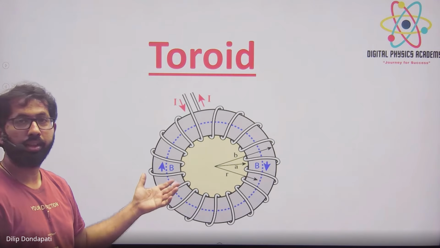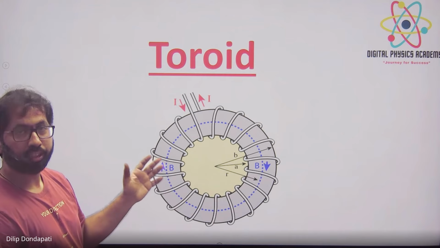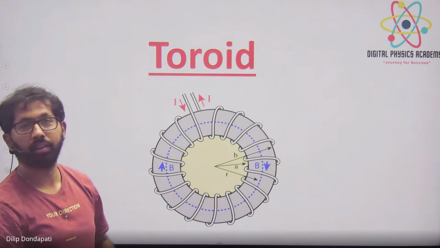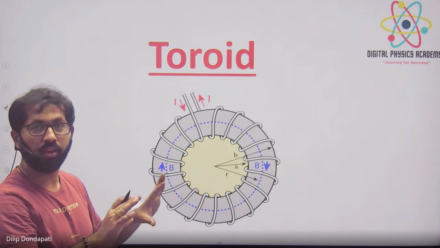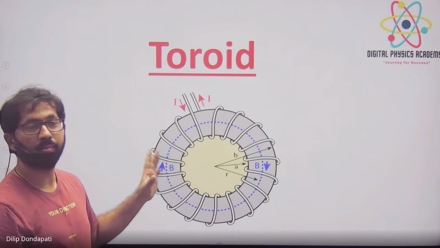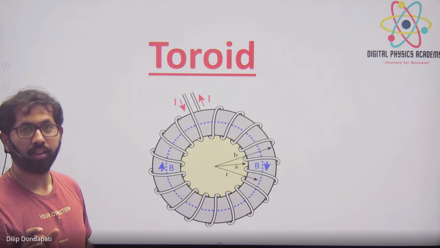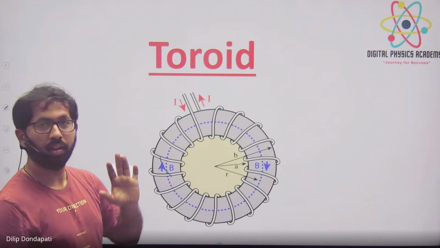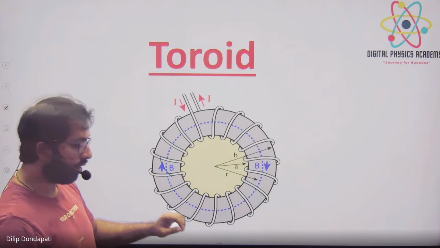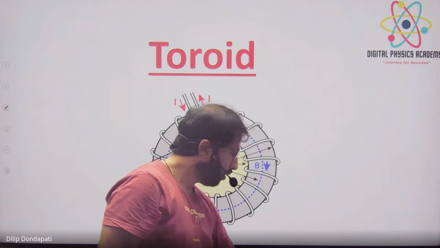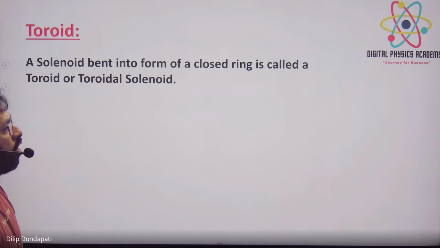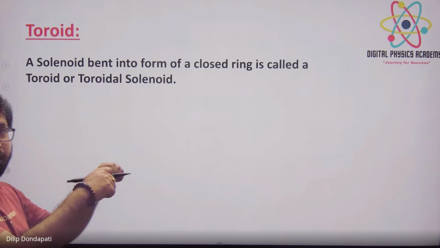Toroid means nothing but a simple solenoid that I bend in the form of a circle. That is called toroid. Same solenoid only, and the formula will also be the same. The magnetic field anywhere on the core will be mu naught n I. We will derive it also. This is the formula we will get for the toroid. Is toroid understood? So what is toroid? A solenoid bent in the form of a closed ring is called toroid. Simple. I just bent it like this.